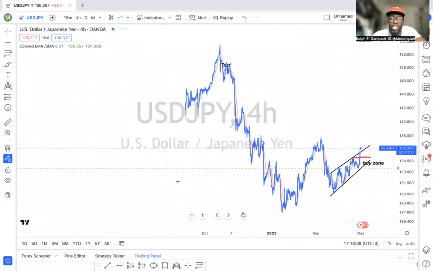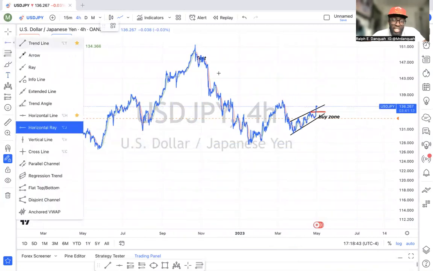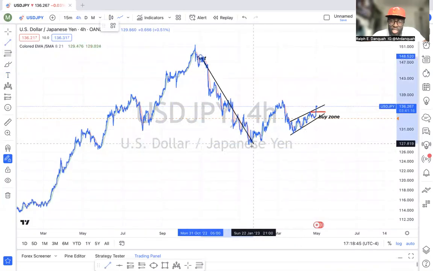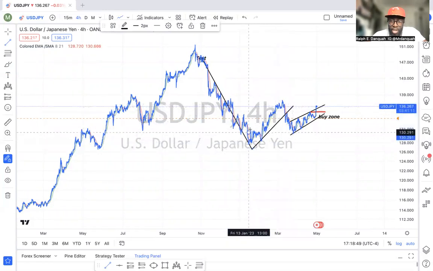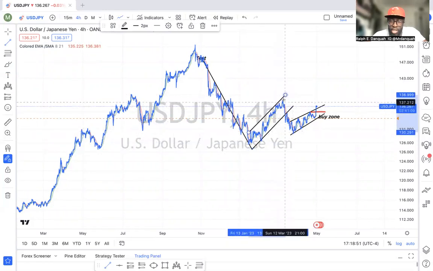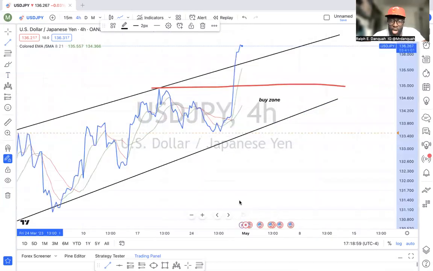So we can see that previously, right, it did this, right? Had this pattern, which is a bearish flag pattern, right? And then it has it again, right? Look at the bearish flag pattern. So I'm still very bearish with UJ. I'm still very bearish, even though currently we're on an uptrend, right?